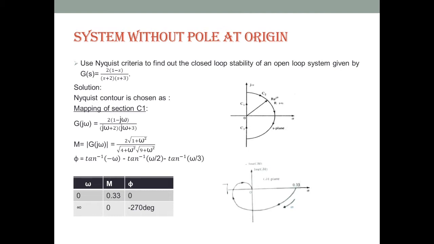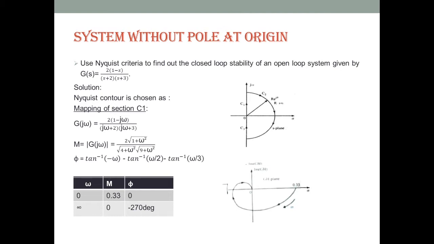Now the system has no pole at origin. So we will select the Nyquist contour like this one, the 3-section Nyquist contour, where in the C1 section, omega is varying from 0 to infinite, and C2 is a semicircular arc with infinite radius, and in the C3 section omega is varying from minus infinity to 0. That means this Nyquist contour is enclosing the whole right hand side of the s plane.